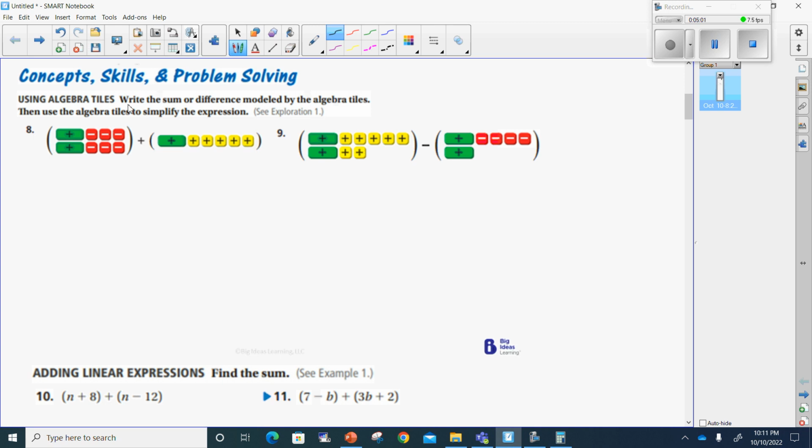Number 9 says, write the sum or difference modeled by the algebra tiles, then use the algebra tiles to simplify the expression. To do this, I'm going to bring the tile diagram over here. So we see that we have 2, there's a positive 2, right? So this is 2 times the number.